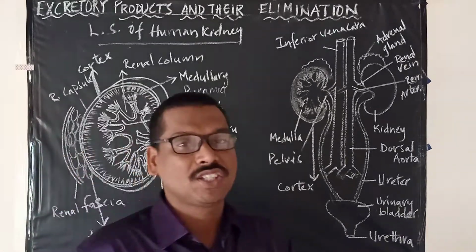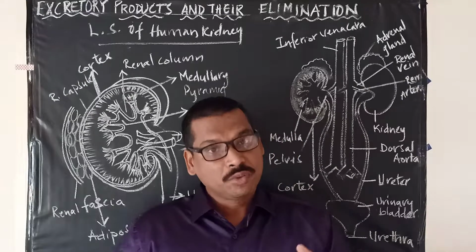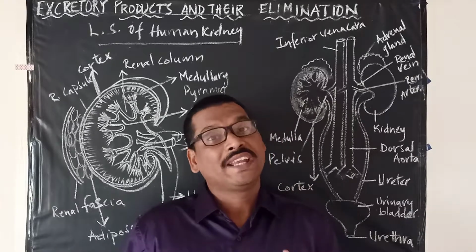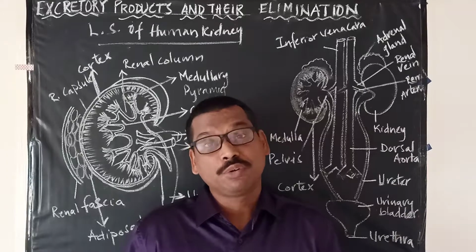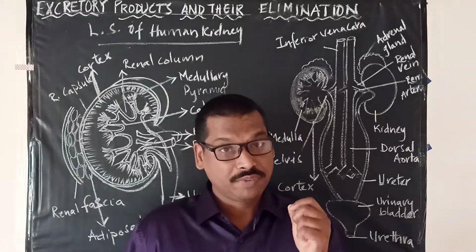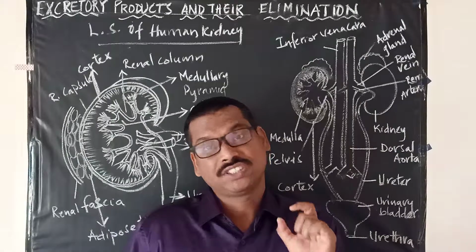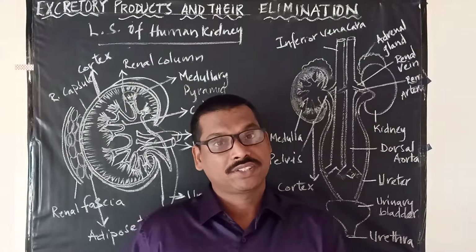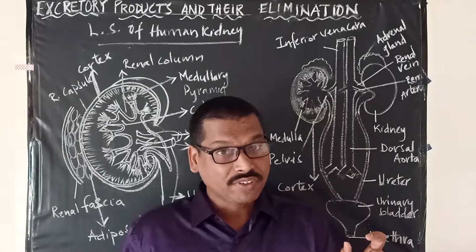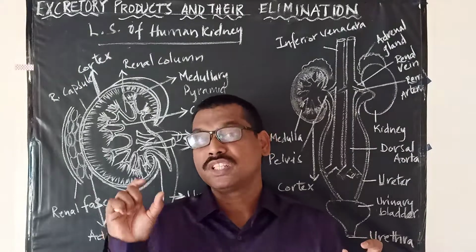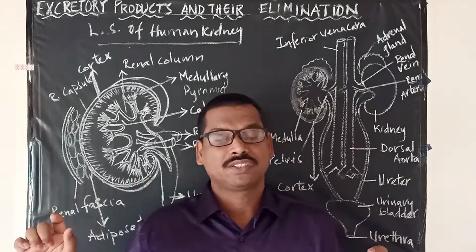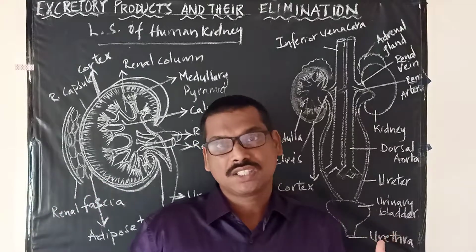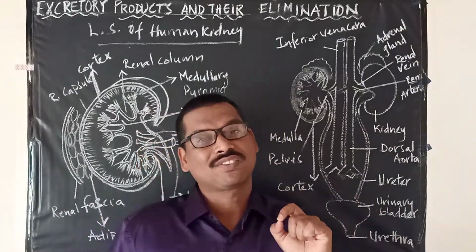Human excretory system. Here we are going to discuss our own kidneys, and how they are involved in eliminating the nitrogenous metabolic waste, which we call excretion. So we should remember, excretion means removal of the nitrogenous metabolic waste. We are now going to discuss the human excretory system.